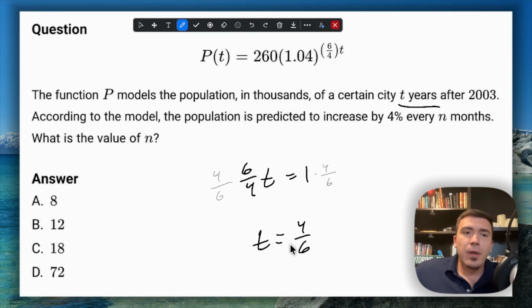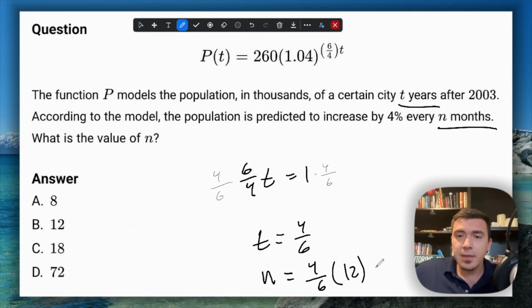So now that I know that the interval for t is going to be every 4/6 of a year, I'm just looking to convert that to months now. So n is really just months, 4/6 of a year, which is 12 months. So I'm taking 4/6 of 12 months. 12 over 6 is 2 times 4 is 8.